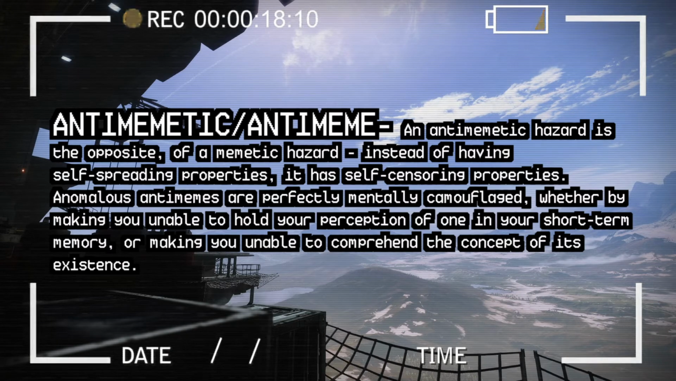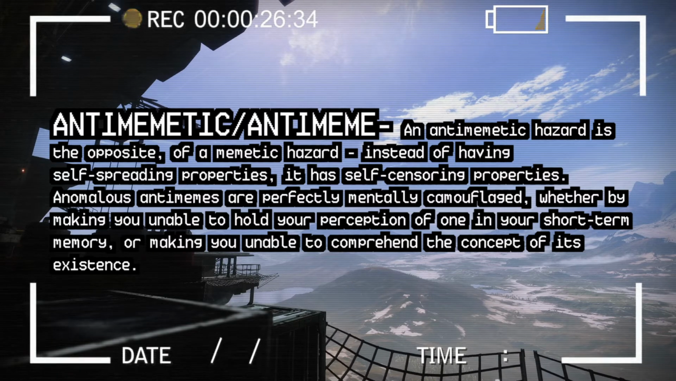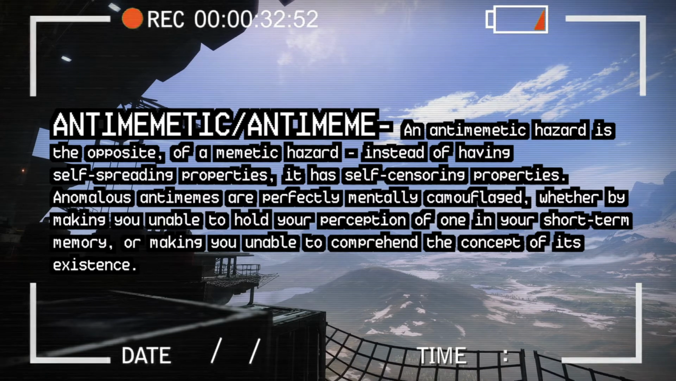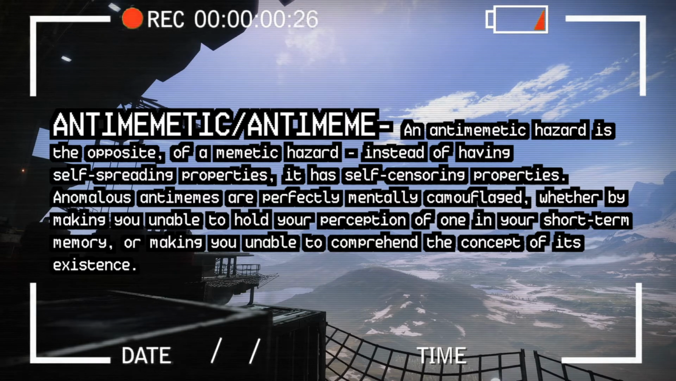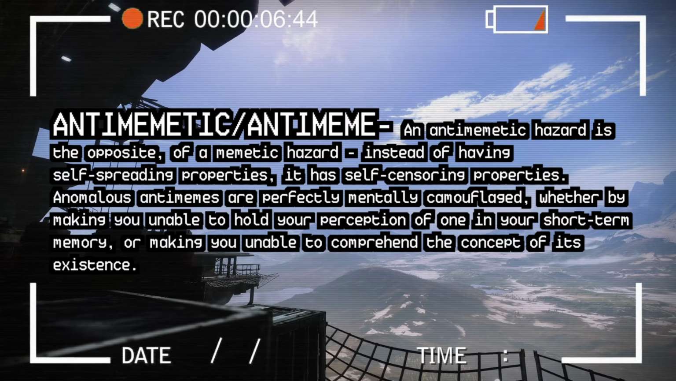Anti-memetic or anti-meme. An anti-memetic hazard is the opposite of a memetic hazard. Instead of having self-spreading properties, it has self-censoring properties. Anomalous anti-memes are perfect mental camouflage, whether by making you unable to hold your perception of one in your short-term memory, or making you unable to comprehend the concepts of its existence.